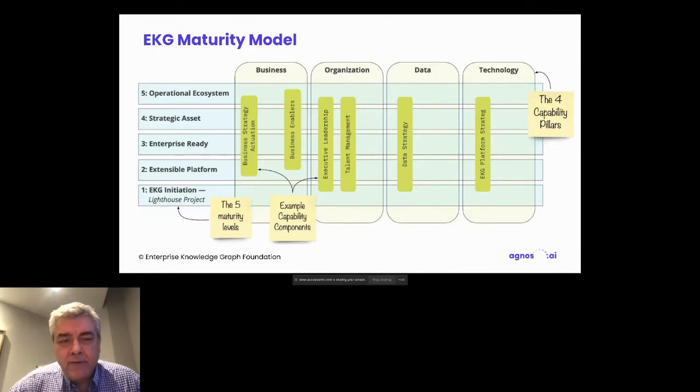I don't think that anyone is at level 3 yet, to be honest. Level 3 is a really big step to make. That's where the Enterprise Knowledge Graph really becomes an enterprise asset, and becomes the standard for all your data, connecting all your data.